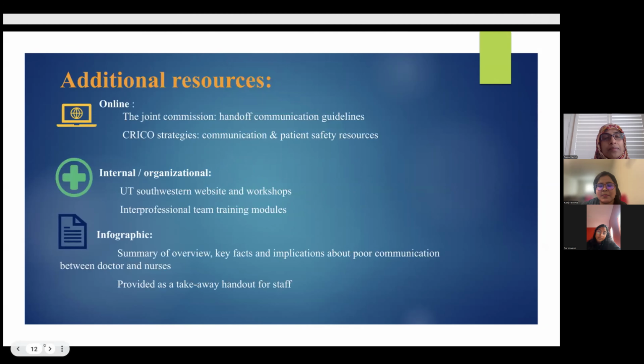So finally, to address and prevent the poor communication between the doctor and nurses, we have several resources available. In terms of online resources, we have the Joint Commission, which provides hand-off communication guidelines, and the CRICO strategy, which provides resources on communication and patient safety. In the organizational resources, the UT Southwestern website provides a workshop on interprofessional collaboration and a team training module to improve nurse and doctor communication. Additionally, we have created an infographic summarizing the overview, key factors, and implications of poor communication between doctors and nurses.